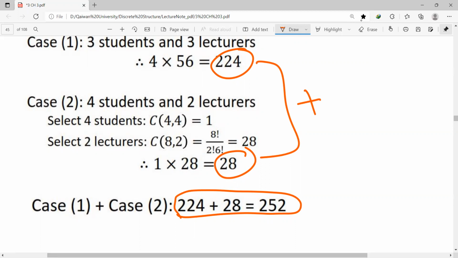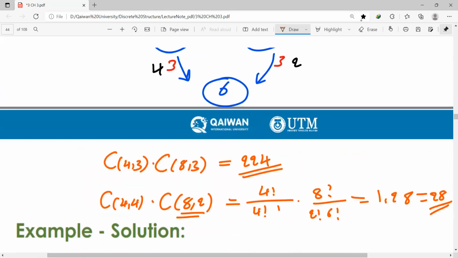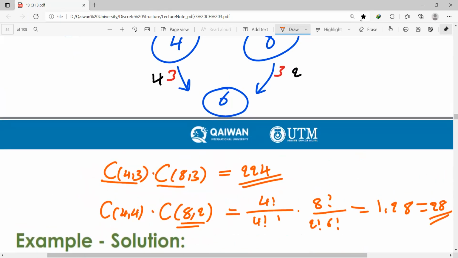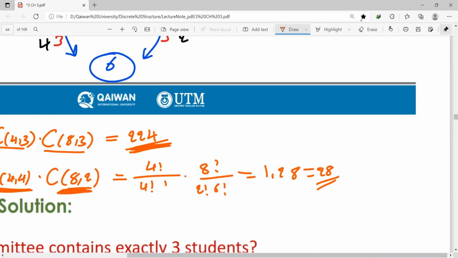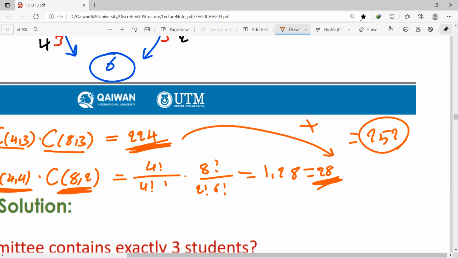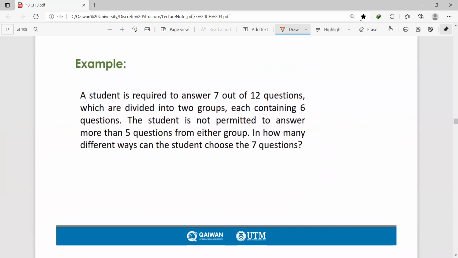Okay. So here we found the combination of 4, 3 times 8, 3, which is 224. We also found the combination of 4, 4 and 8, 2, which is 28. We add these two, we get the result, which is 252. This is the result. Okay, and so it's enough for today. Time's up.